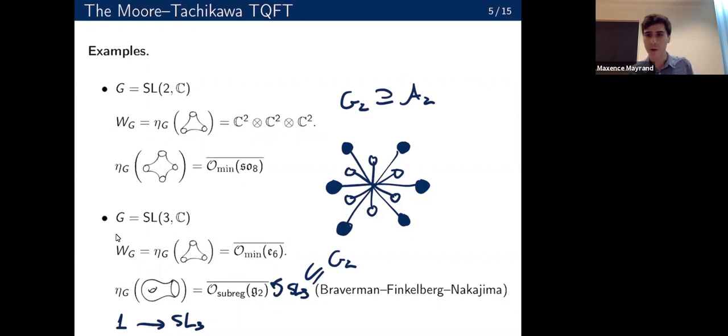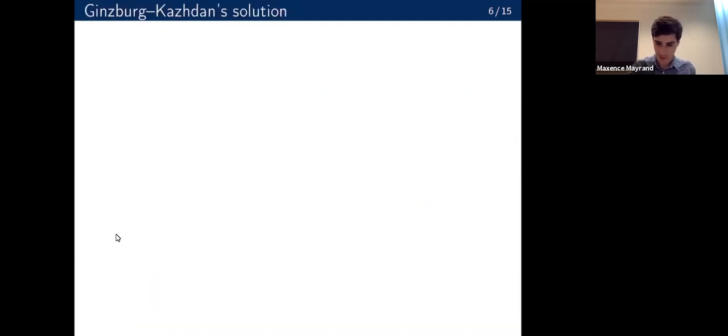Okay, so I hope that these examples give you a glimpse of the non-triviality of this conjecture. And in fact, after SL3, we don't know. We don't have an explicit geometric description of the variety WG. There's a solution by Ginzburg and Kazhdan, which I will explain next, but it's not as explicit as saying this is the minimal nilpotent orbit in such algebra. Okay, any question? Okay, let me go on and explain their solution.